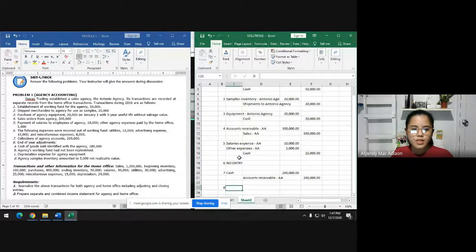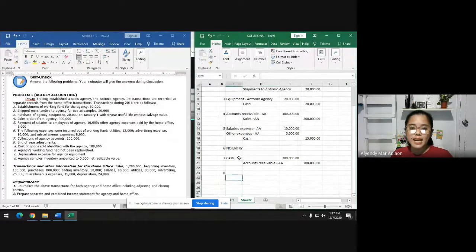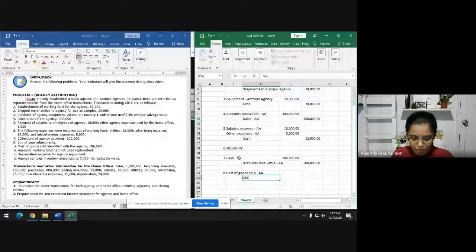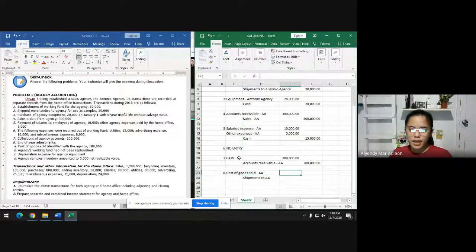So first, we have cost of goods sold identified with the agency, 180,000. Okay, so cost of goods sold, that means those that we have already sold. So, we will record cost of goods sold, Antonio Agency, and the credit for that would be shipments to Antonio Agency. So, this means the merchandise that we shipped to the customers of Antonio Agency. Okay, so that cost 180,000.